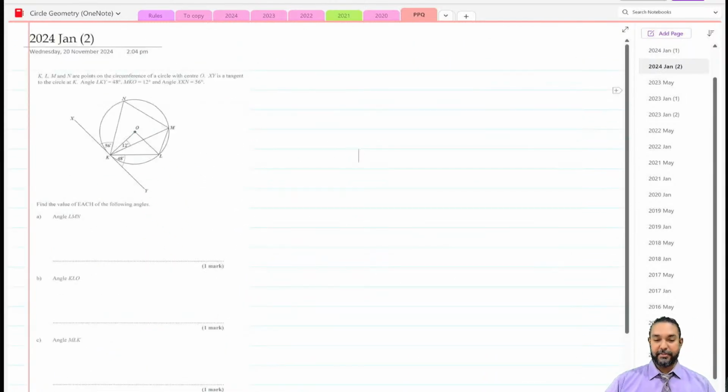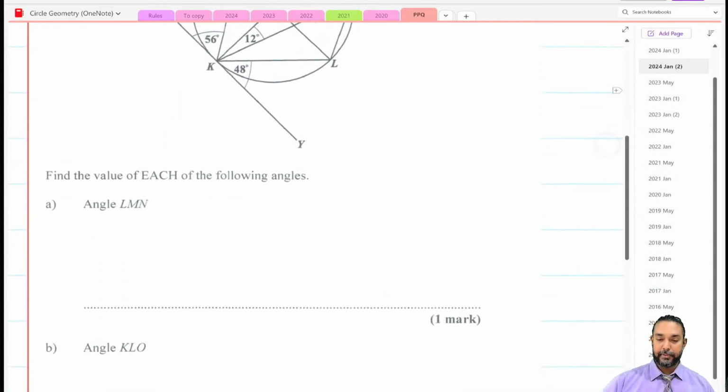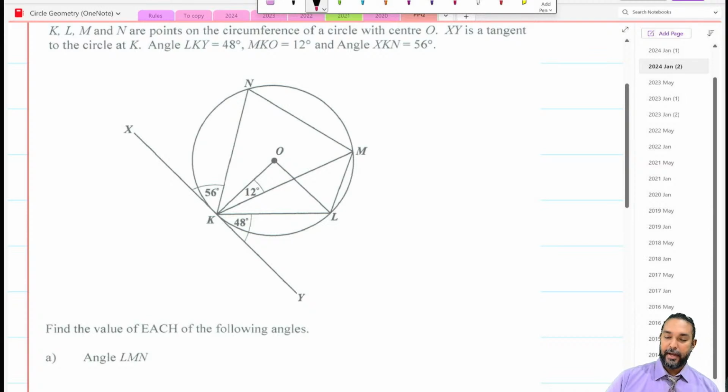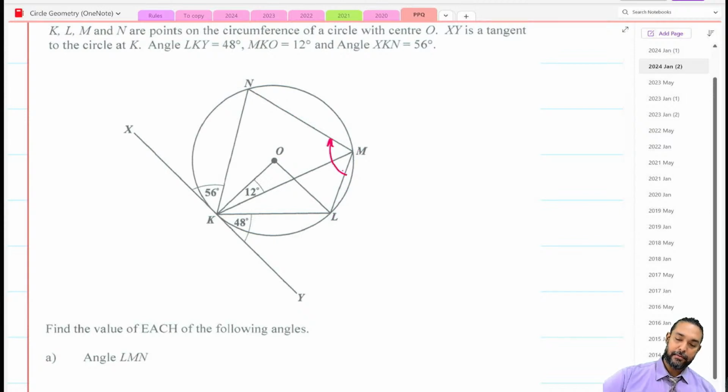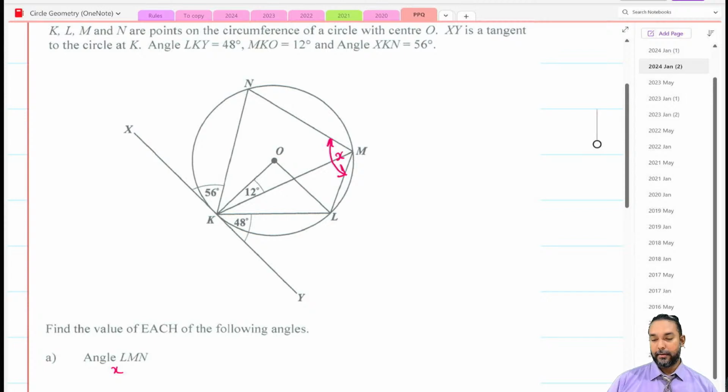Okay, let's go to the second part of the question. It's the same diagram. They want us to find LMN. So let's identify where these things are. LMN is this whole angle here. Let's call it X. Or the opposite angles of a cyclic quadrilateral. I'm not sure how else you'll find it, to be honest. We could do it piece by piece. Actually, we could break it up into two pieces, but let's see if it's necessary.